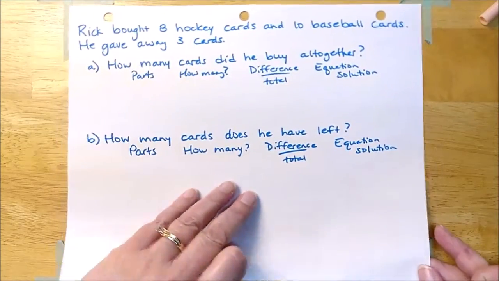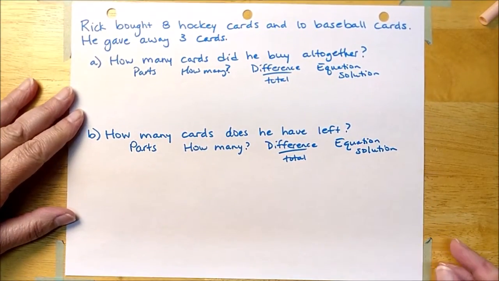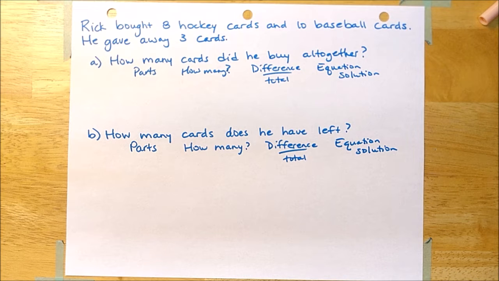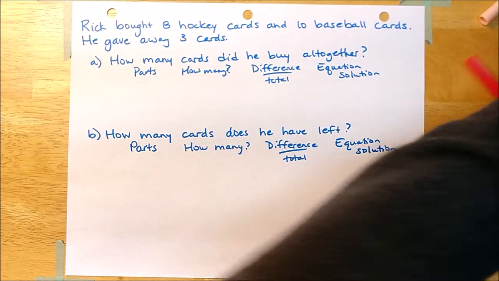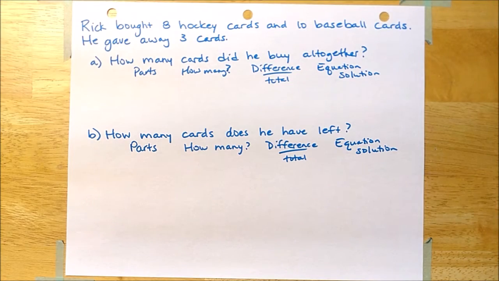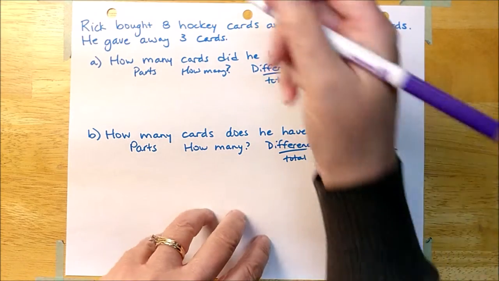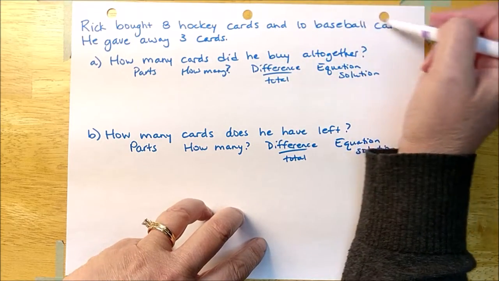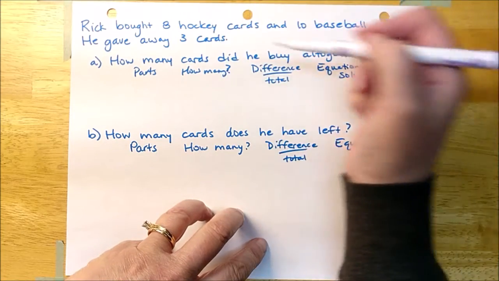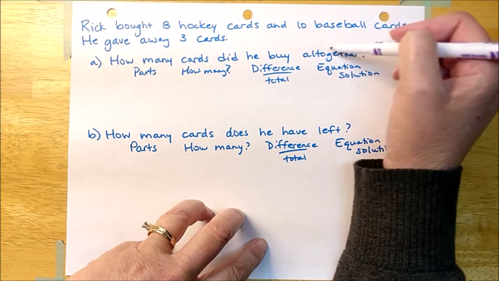This is about Rick. Rick's got some cards. So I'm going to ask you to pause it and figure it out, and then we'll come back and see how you did. Okay, we're back. So Rick bought 8 hockey cards and 10 baseball cards. He gave away 3. How many cards did he buy altogether?